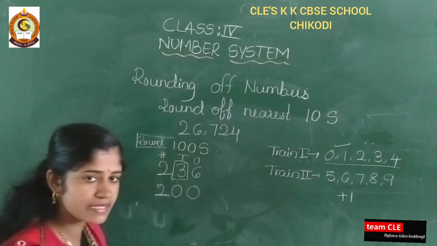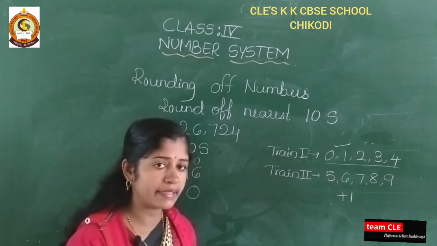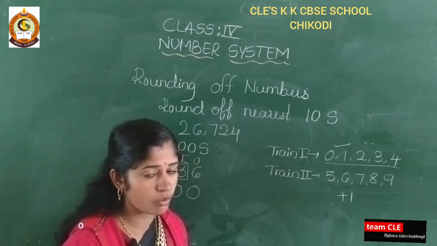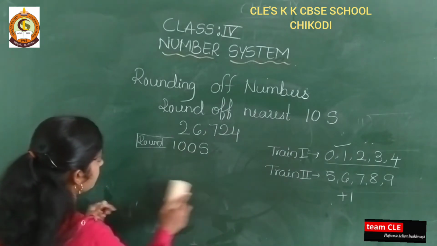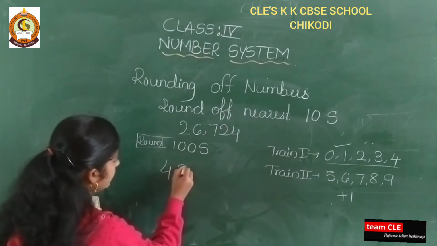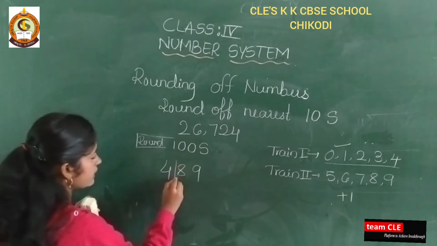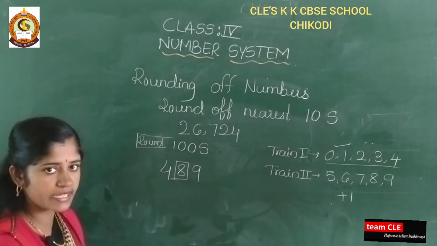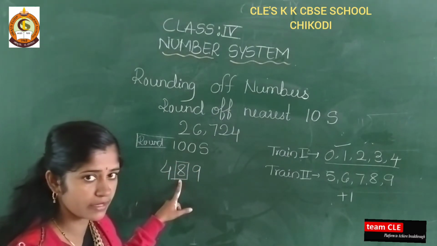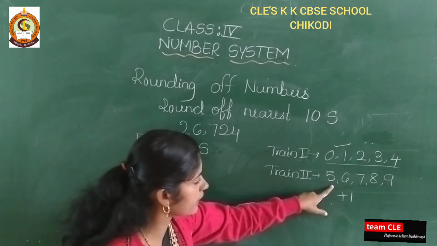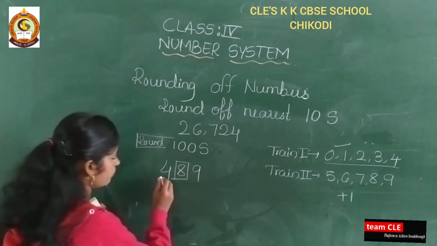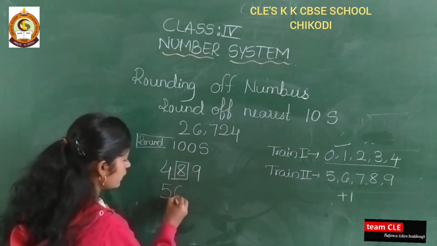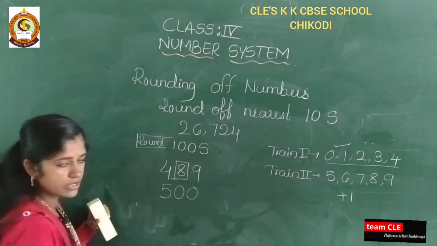See here, tens is there, means you see the ones place. Hundreds is there, means you see what? The tens place. Next, see here, I will take one more example, 489. Okay, so what is there in the tens place? 8 is there. Okay, so the 8 will come in tray number 2. So you need to add here 1. So write here 4 plus 1 is 5. This becomes 0 and that becomes 0.